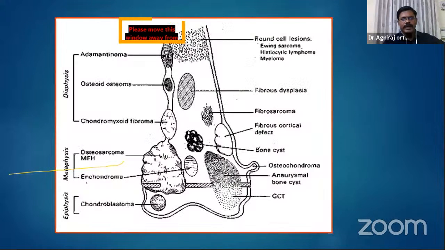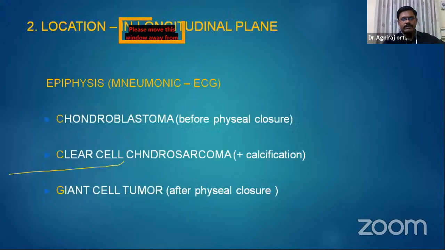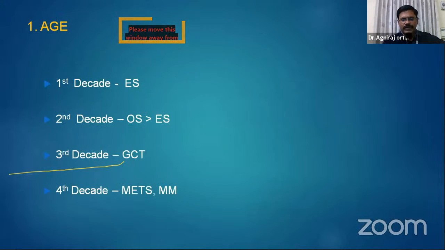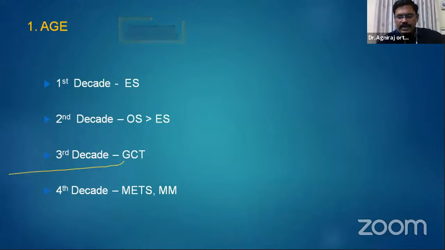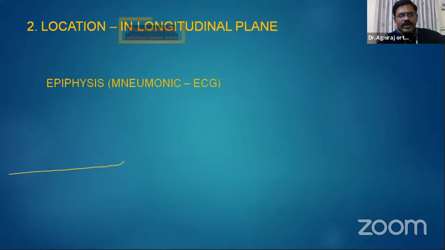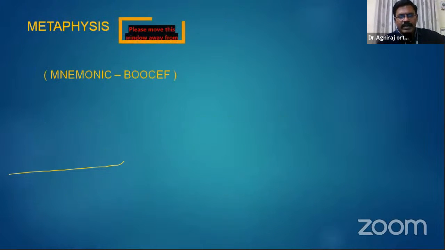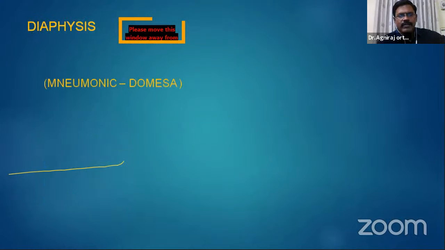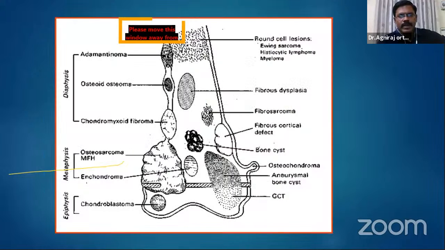First one is age. According to age, first decade Ewing sarcoma, second decade osteosarcoma, more common than Ewing sarcoma, third decade giant cell tumor, fourth decade metastasis, multiple myeloma, chondrosarcoma. Location: whether epiphysis, metaphysis, or diaphysis. Epiphysis mnemonic is ECG, metaphysis mnemonic is Busev, diaphysis mnemonic is DOMSA.